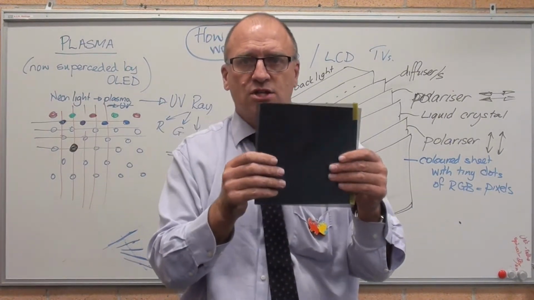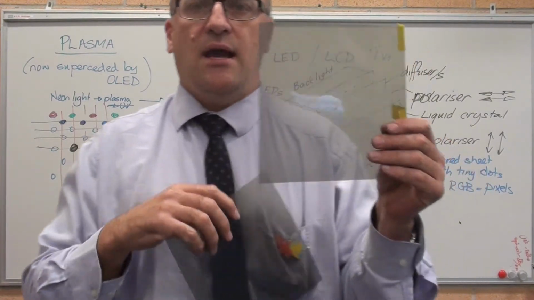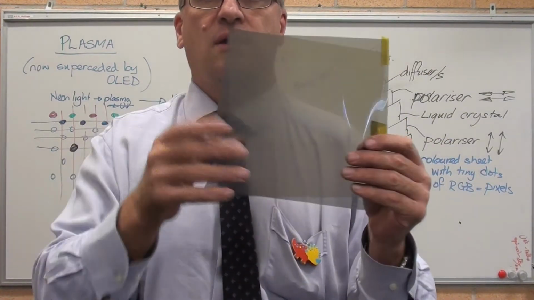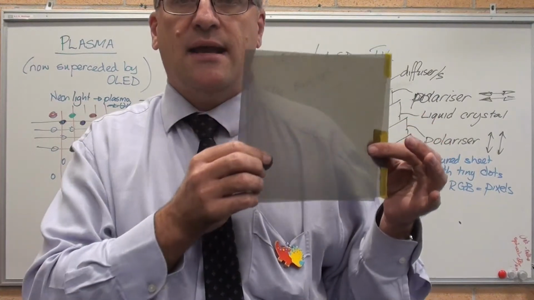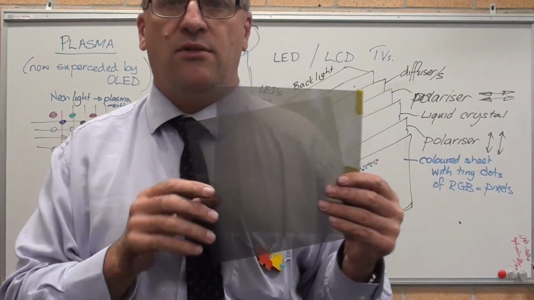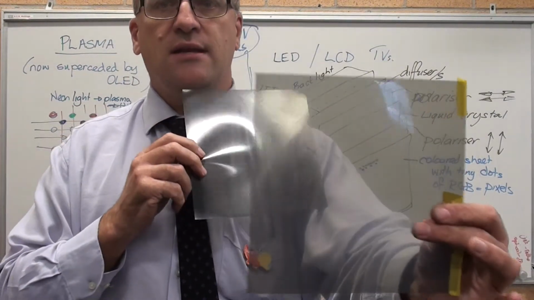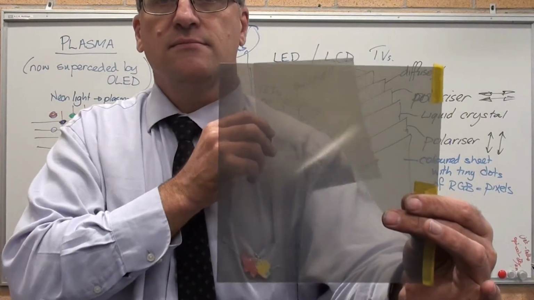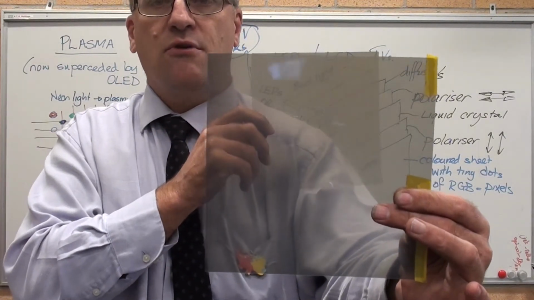Here's a polarising sheet. Right now, the light's getting through it. I'm going to put both sheets like that. As you can see, the light is travelling through both. It's coming through the first sheet that's closest to you. It's coming off my shoulder through the second sheet.